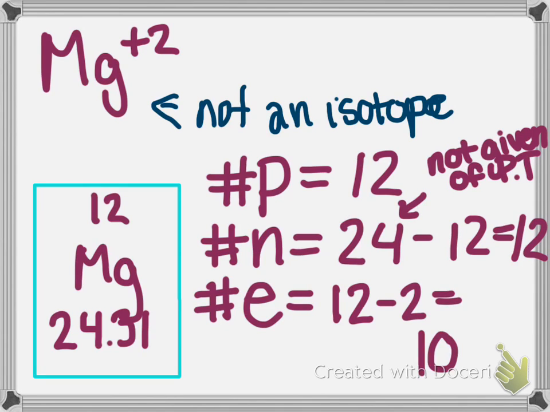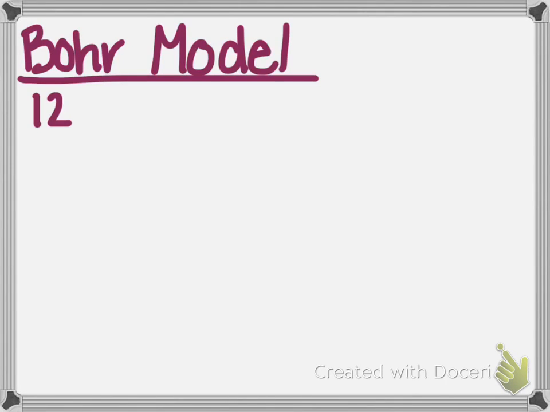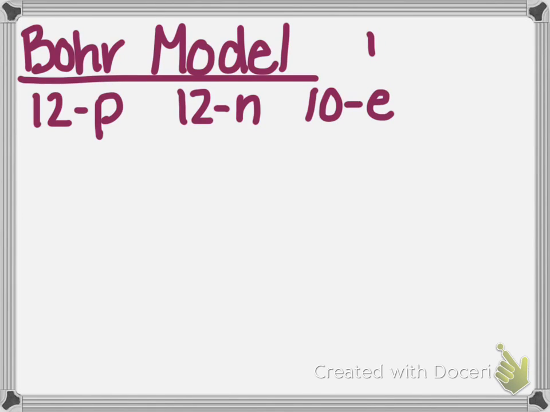So my number of electrons is going to be 10 in this instance, because magnesium gave up 2 electrons. 12 minus 2 is 10 electrons. So in my Bohr model, I'm going to go ahead and do what I did before. Draw my nucleus. This time I wrote my numbers on top.